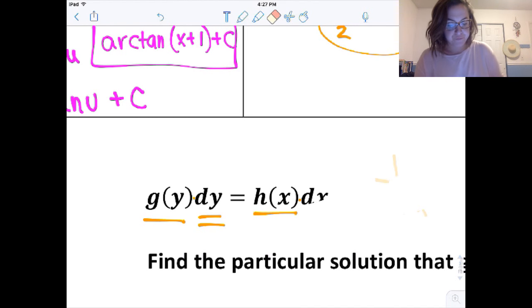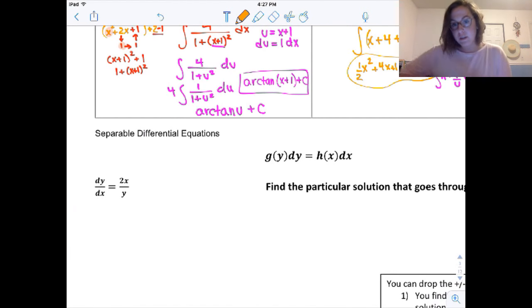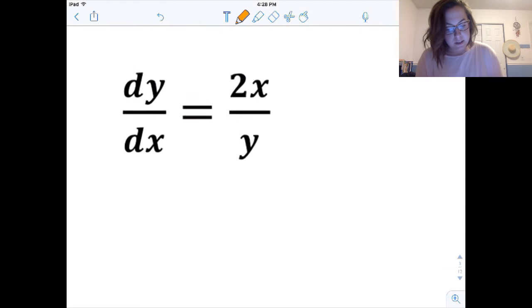So, again, break it up into a product of x's and y's. So, we're going to start by finding the general solution, and then we'll move into finding the particular solution. So, finding the general solution, we're going to try to get this separable. And Leah, I see your question. We will definitely do one with a tangent line in a second. Great question.